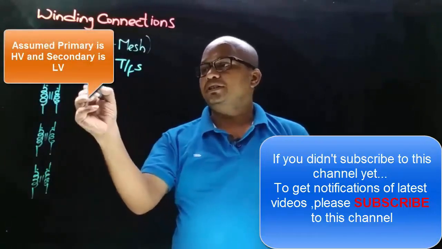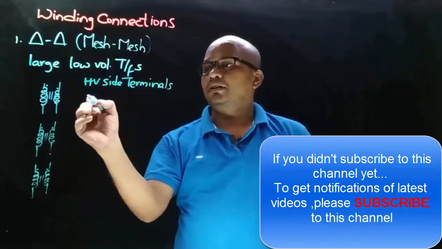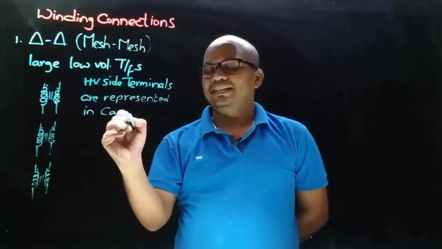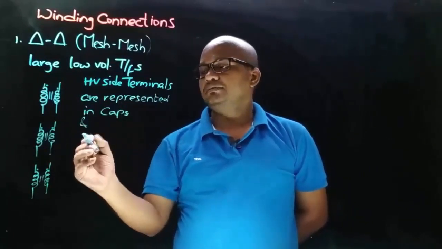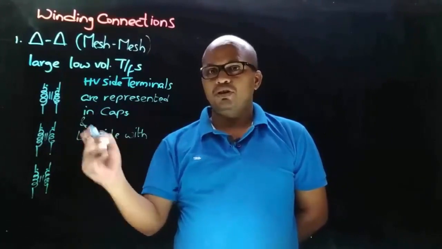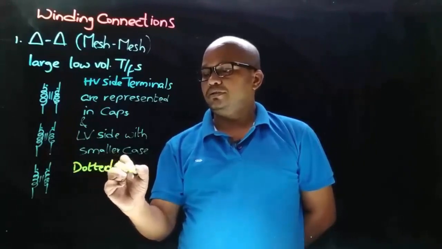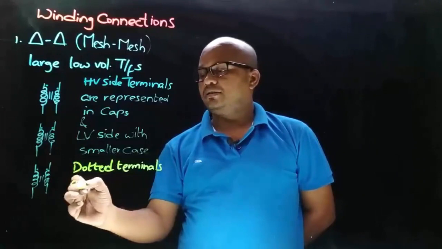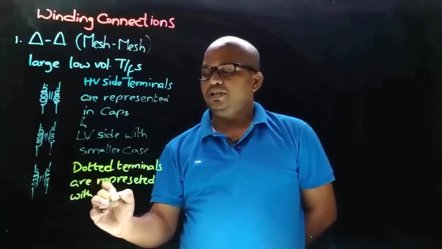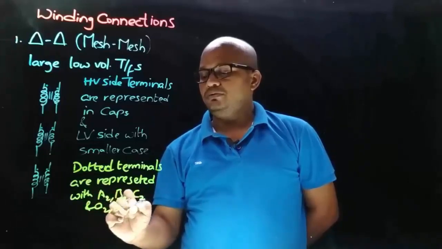And here the point to be discussed is that HV side terminals are represented in capital letters and LV side terminals with small case, and here dotted terminals are represented with A2, B2, C2 and small a2, small b2 and small c2.